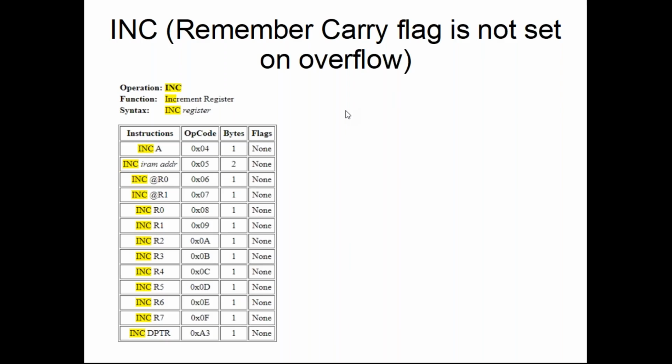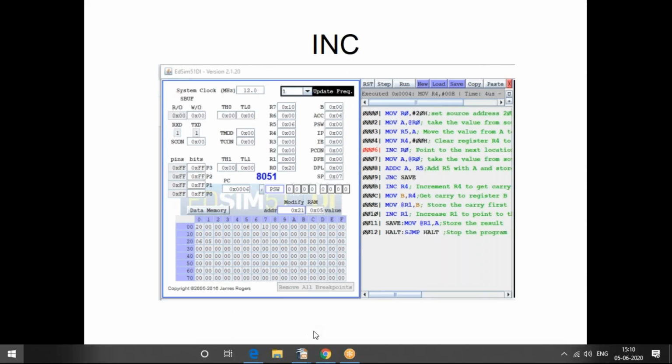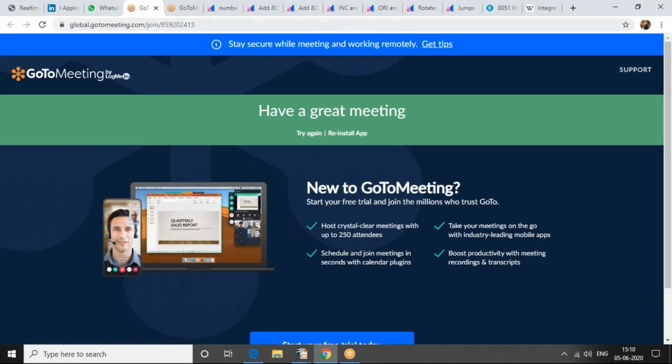You remember what a carry flag is? When we add two numbers and the result cannot be contained within the available space, we set the next bit on the carry flag. That's what a carry flag is, and the increment instruction will not affect the carry flag. So I have a question on Menti to understand the increment instructions. I'll present it so that we can answer it and see how we can take it from there.